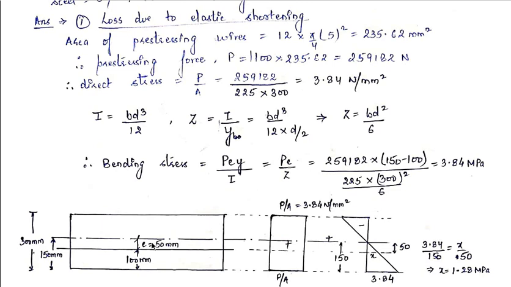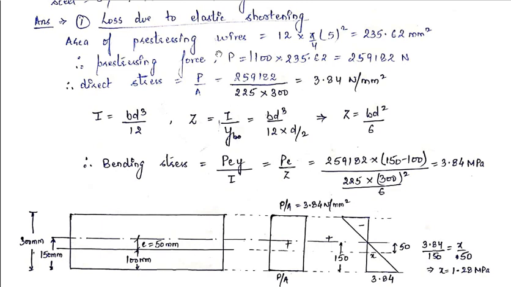Now it is given in the question that the center of the pre-stressing steel is at 100 mm from the bottom, or you can say that 100 mm from the soffit. So if this is 100 mm, this will be 50 mm. Therefore, the eccentricity will be 50 mm. Eccentricity is the distance of the center of the pre-stressing wires from the neutral axis.